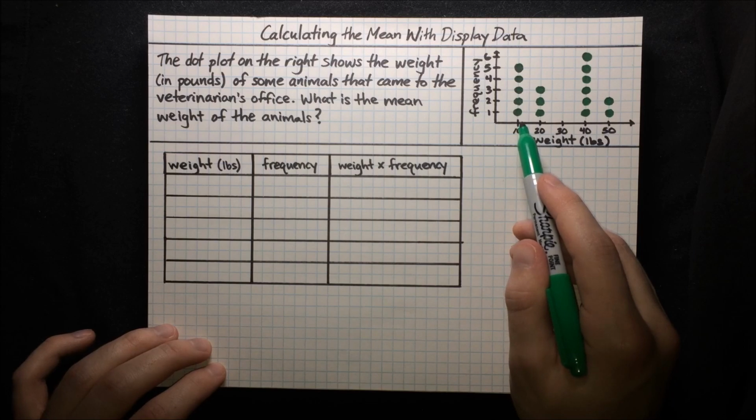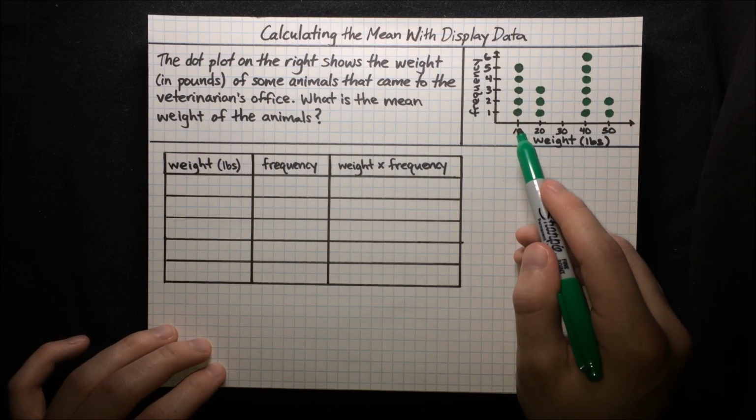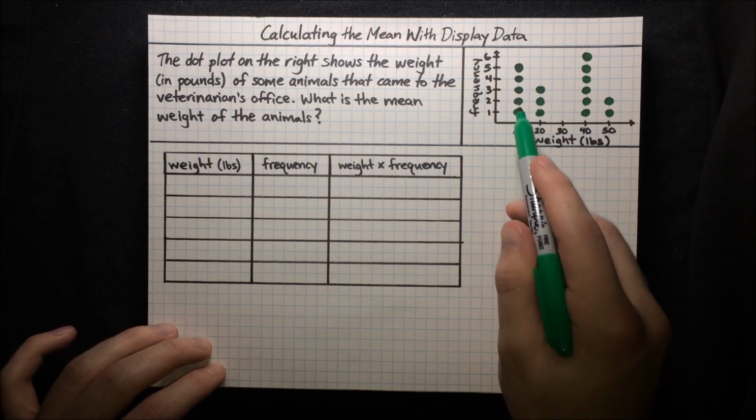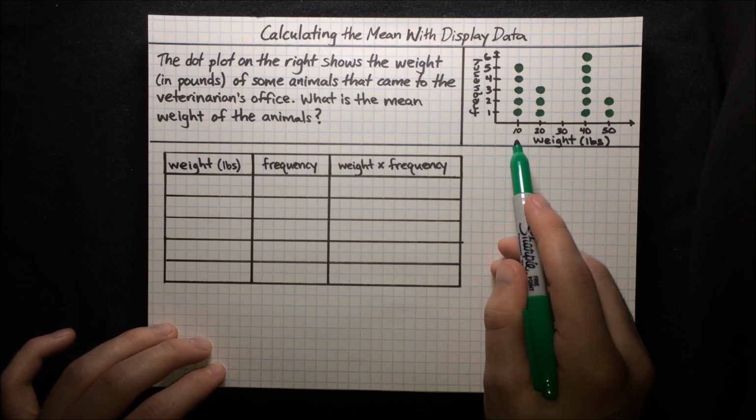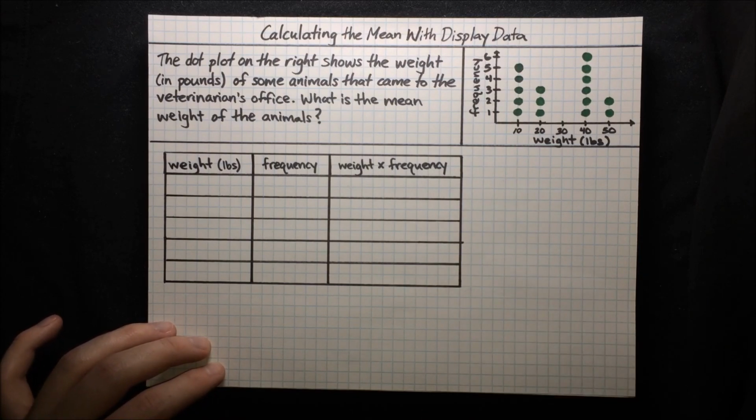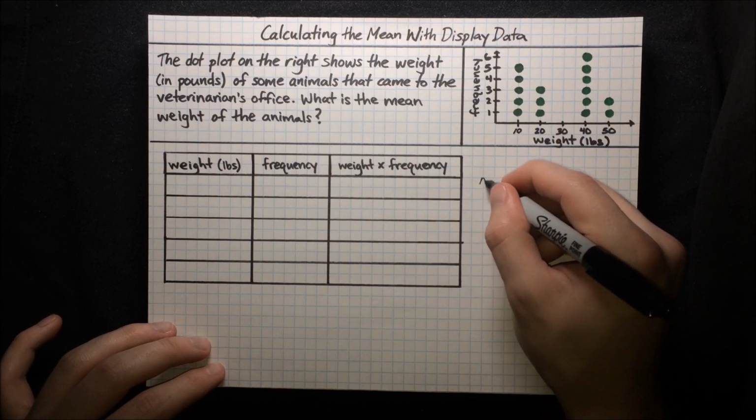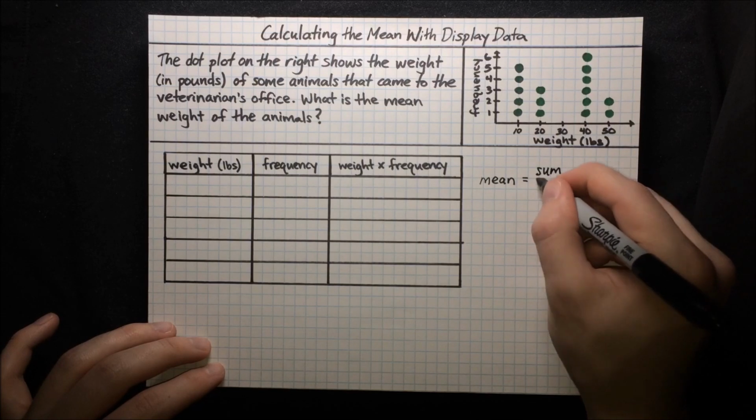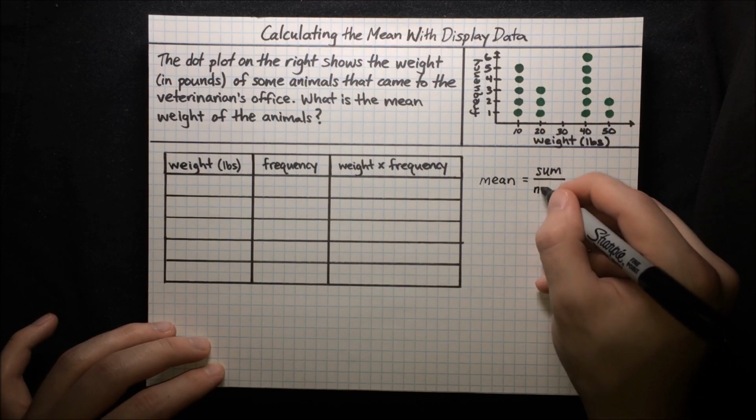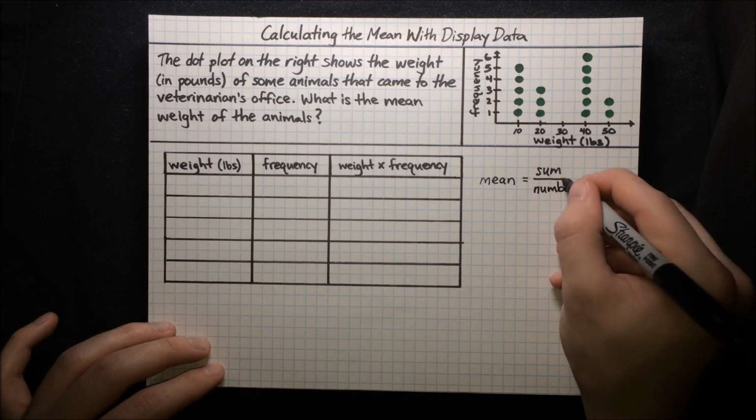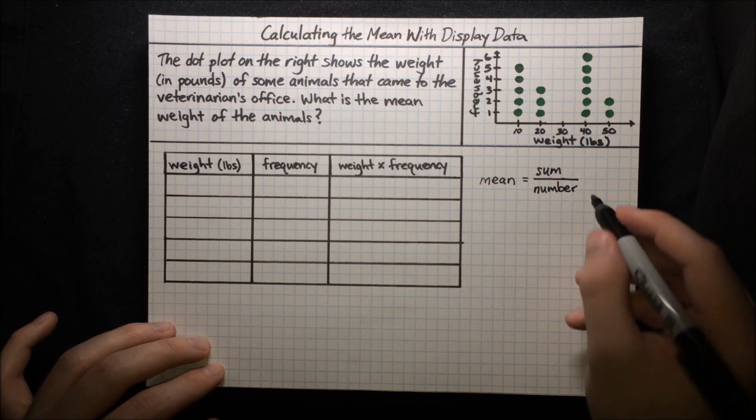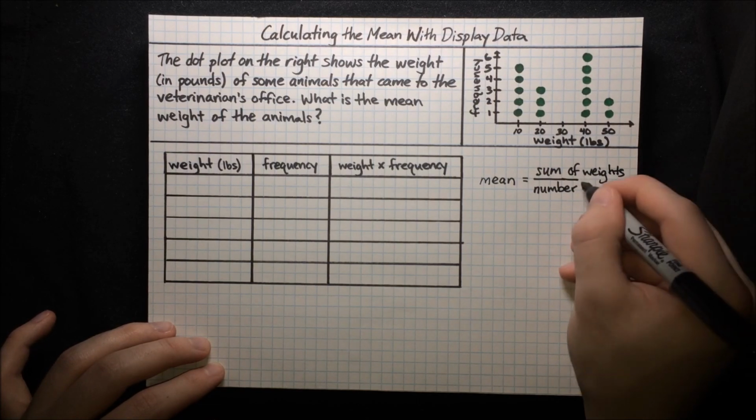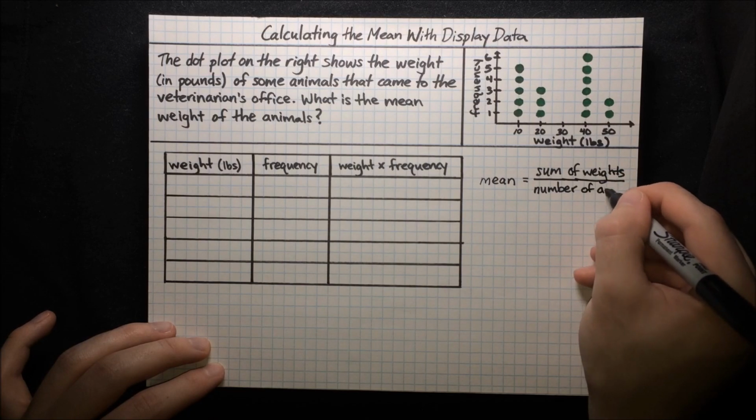So in this dot plot, each dot corresponds to a single animal. So these 5 dots over 10 pounds means that 5 of the animals that visited had a weight of 10 pounds. Alright, so how do we compute the mean here? Well, we know that the mean of a data set is equal to the sum of the data set divided by the number of values in the data set.